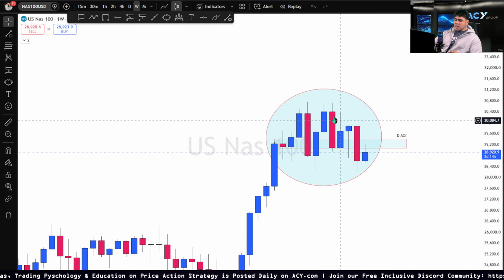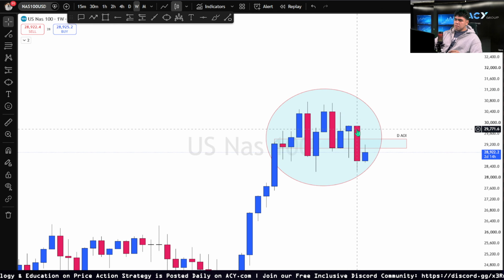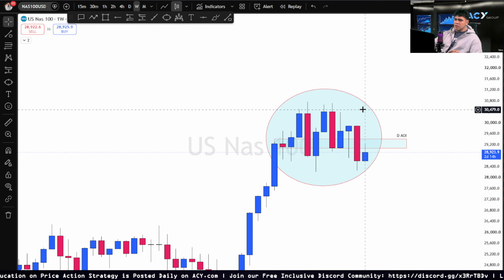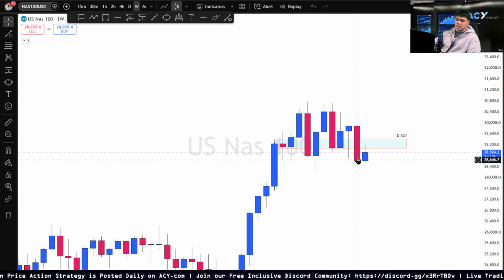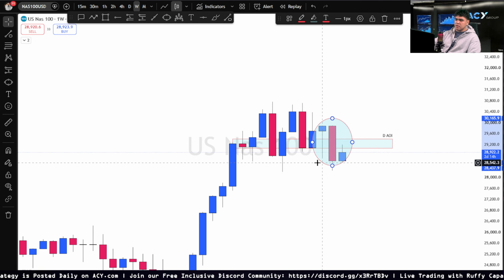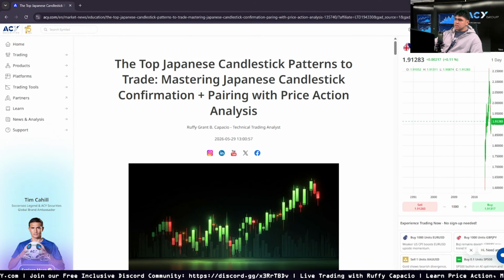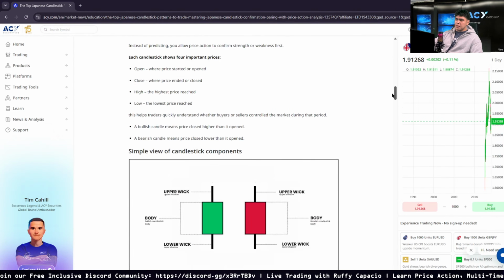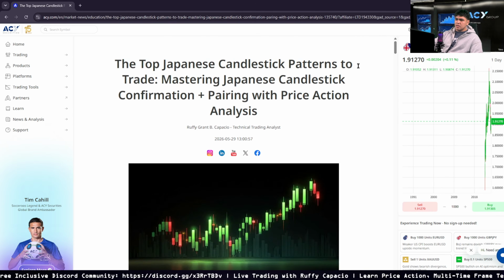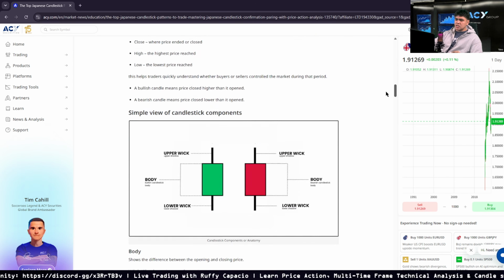This head and shoulders pattern forms at the top because it is a bearish reversal pattern. Therefore, the market is already telling us that it is potentially reversing, and clearly there is a massive bearish engulfing candlestick. What is this? A bearish engulfing candlestick, one of the candlesticks that you could actually use. I have also explained on my blog the top Japanese candlestick patterns that you could trade by pairing with price action.